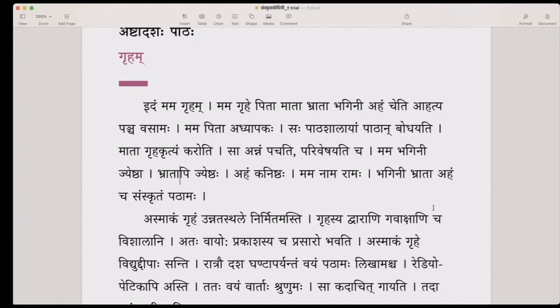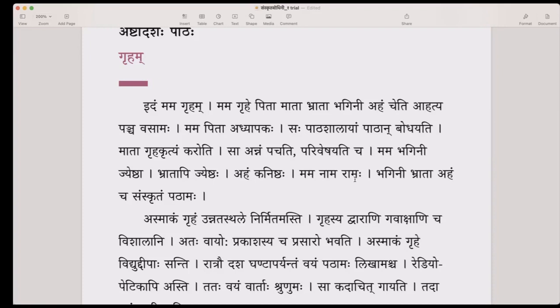Brother also is elder, eldest. So you can say that he is the eldest among the male children and she is the eldest among the female children. Jeshtaha and Jeshta. Okay. Aham Kanishta. Change it to Aham Kanishtaha. In the next sentence it says, Mama Nama Ramaha, so it must be Kanishtaha. I'm the youngest. And Mama Nama Ramaha. My name is Rama.